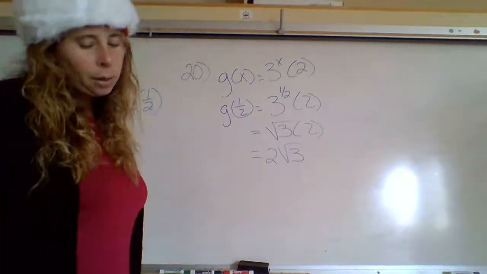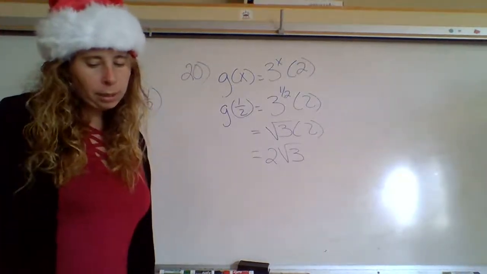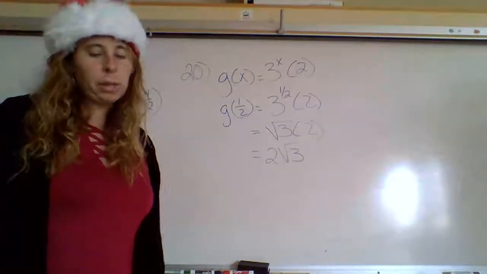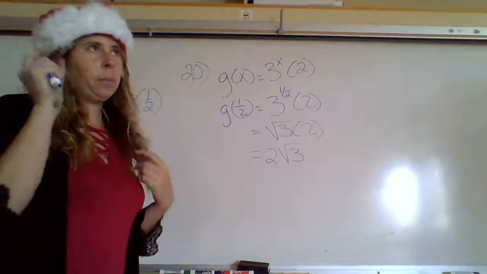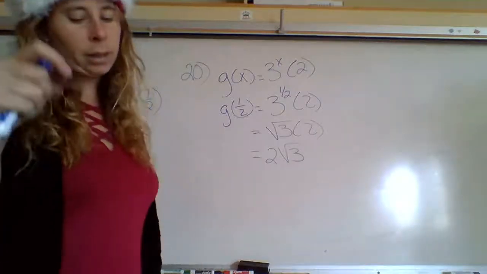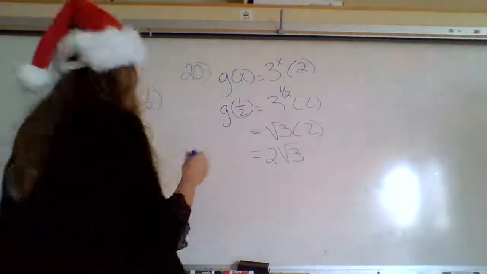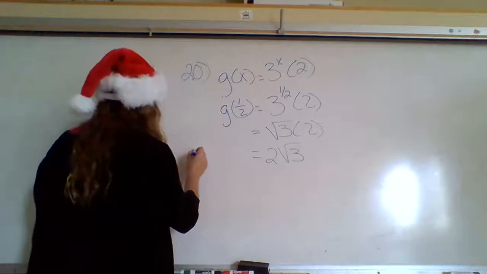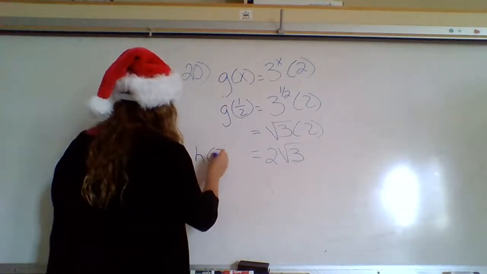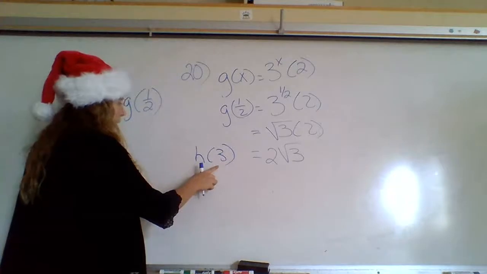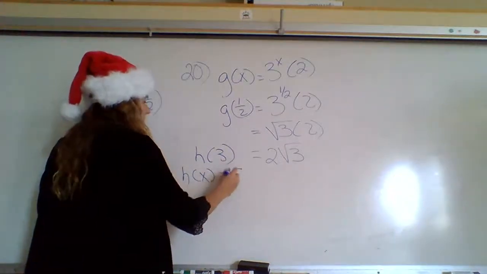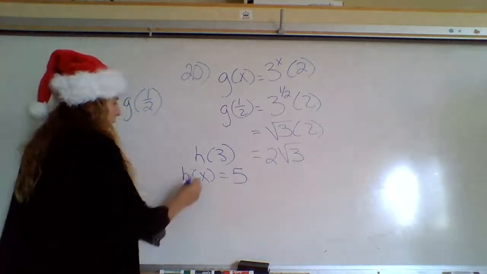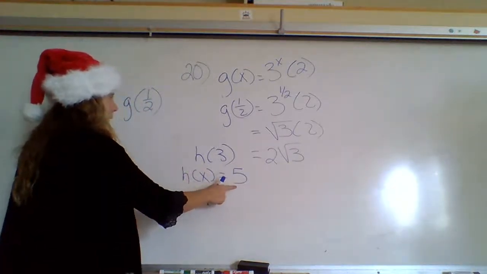I think you can do the rest. You're substituting in whatever number they give you. Just make sure you substitute in the right spot, either for g of x or for x. So make sure if it's like, I don't know, h of 3, you're substituting 3 in for x. If it's h of x equals 5, then you're trying to find x. So you're substituting 5 in for h of x.